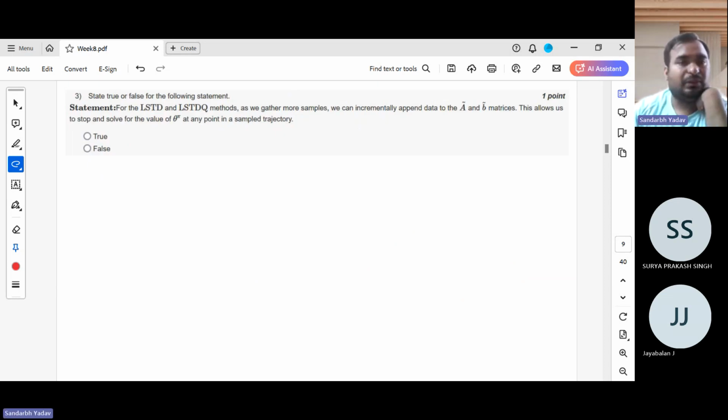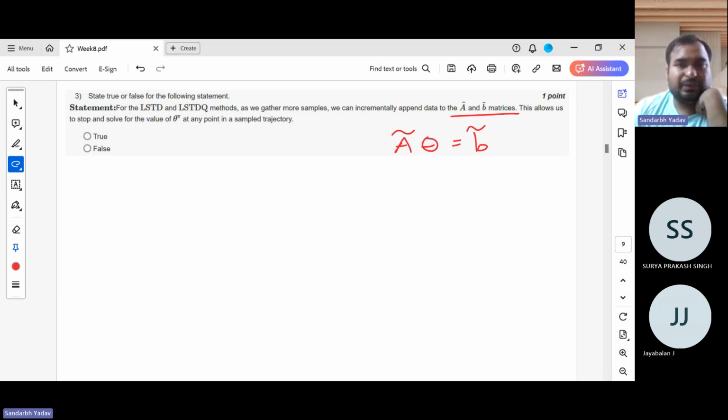So this is a true or false question. For LSTD and LSTDQ methods, as we gather more samples, we can incrementally append data to the A and B matrices. Remember these matrices? In class, we did a derivation where A theta equals B, and this allows us to stop and solve for the value of theta pi at any point in the sample trajectory.